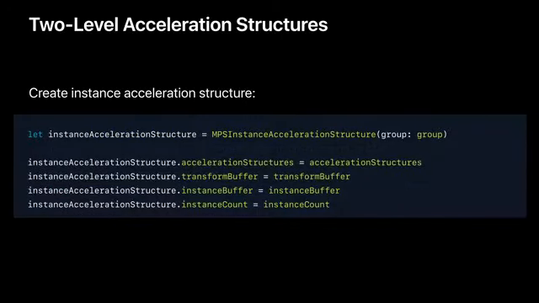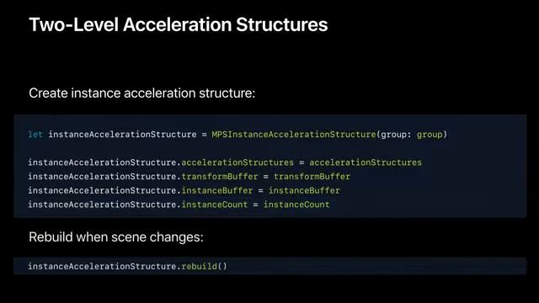We're now ready to create the second level acceleration structure. We do this using the MPS instance acceleration structure class. We'll start by attaching our array of triangle acceleration structures, as well as the two buffers I talked about previously. Then finally, we'll specify the number of instances in the scene. Then, whenever the objects move, or if an object is added or removed from the scene, we can simply rebuild just the instance acceleration structure.